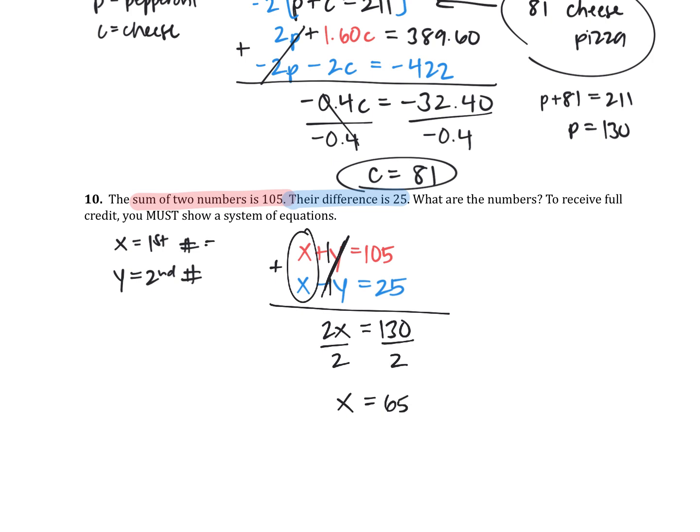So my first number is 65. What is my second number? Well, I got to plug it back into one of these equations. So I've got 65 plus Y equals 105. So to get Y by itself, we're going to subtract 65 from both sides. And I get 40. So my second number is 40, first number is 65.